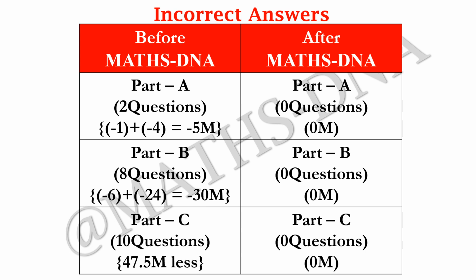In part C, yes, there is no negative marking, but 10 questions are found to be incorrect. Suppose the answer was A, B and C, then students are only able to tick A and B, or they are taking A, B and D. So you do not score any mark in that question and your score is decreased by 47.5 marks when you are calculating it after the exam and you get the result.